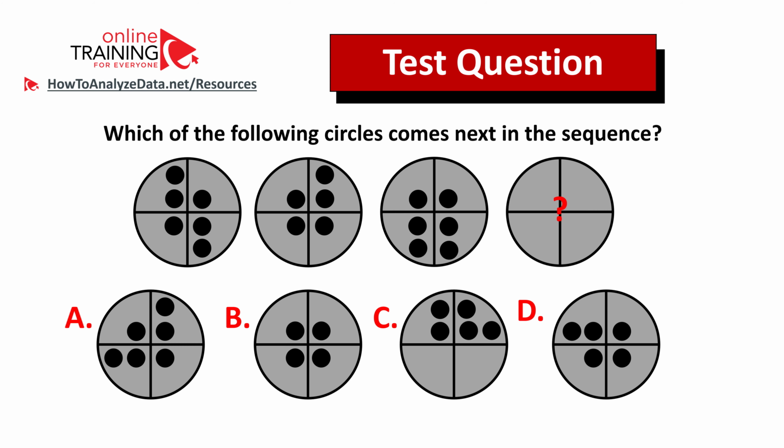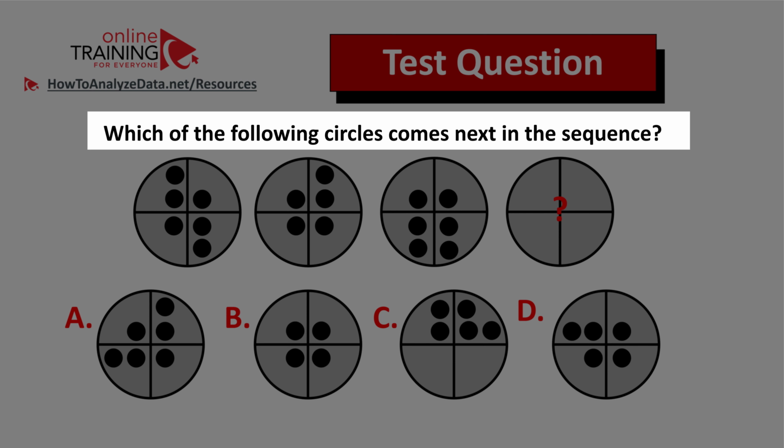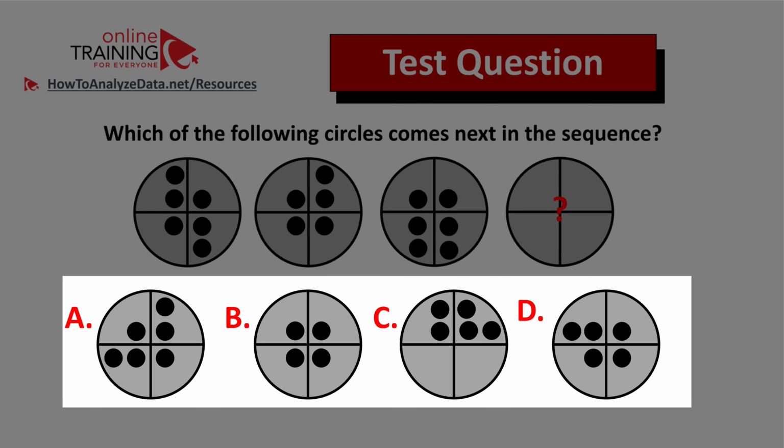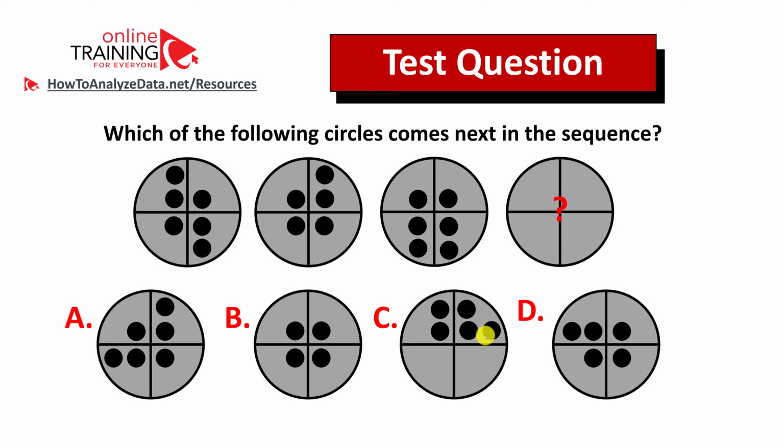Here's the tricky question you can try to solve on your own. Which of the following circles comes next in the sequence? And you have 4 different choices presented: A, B, C, and D. My advice for you here, always look for patterns. And I have confidence that you can come up with the solution on your own. Give yourself 10 to 15 seconds, maybe pause this video to see if you can come up with the solution.